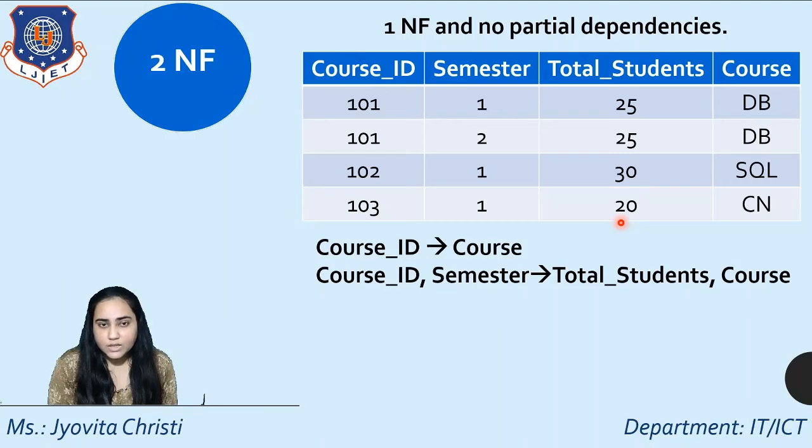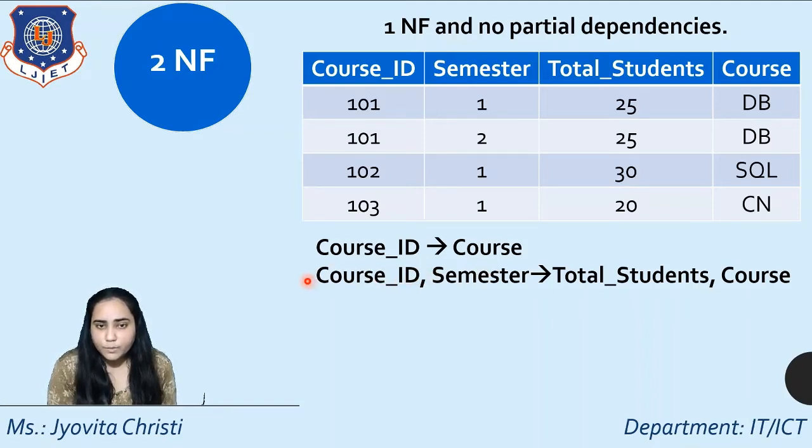Now you need to understand what a partial dependency is because the condition for 2NF says that there should be no partial dependencies. So let us see. We have the second type of functional dependency known as course ID, semester determines total students and course. As it is quite obvious from the relation, course ID is not a primary key, because 101 is repeating. It is coming twice, and so you cannot make course ID alone a primary key. You would have to combine it with semester.